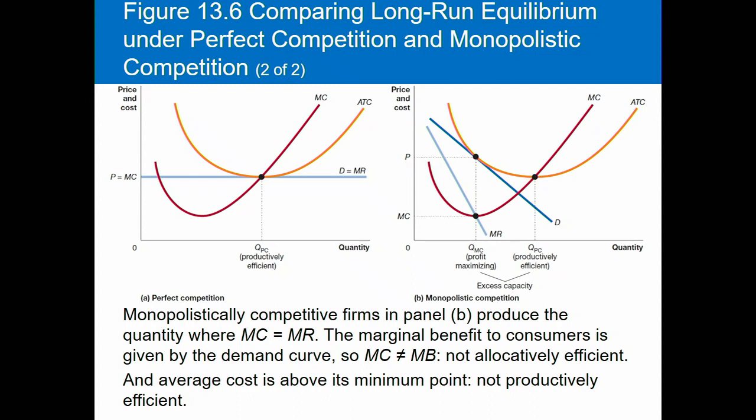Also, they're charging a price above the marginal cost. So consumers aren't getting these goods and services for the lowest possible price. That's why we say it fails to achieve productive and allocative efficiency.